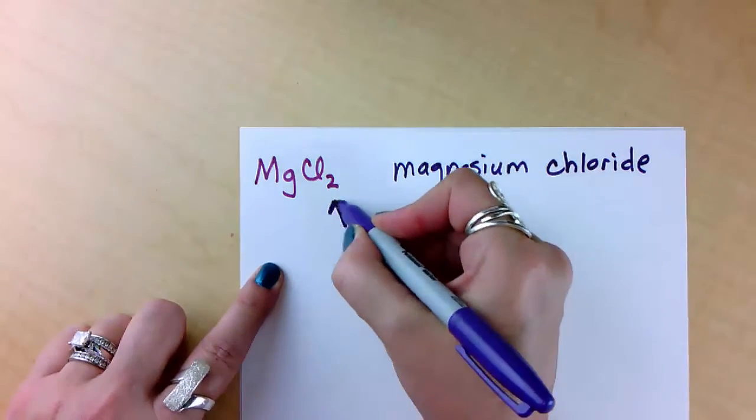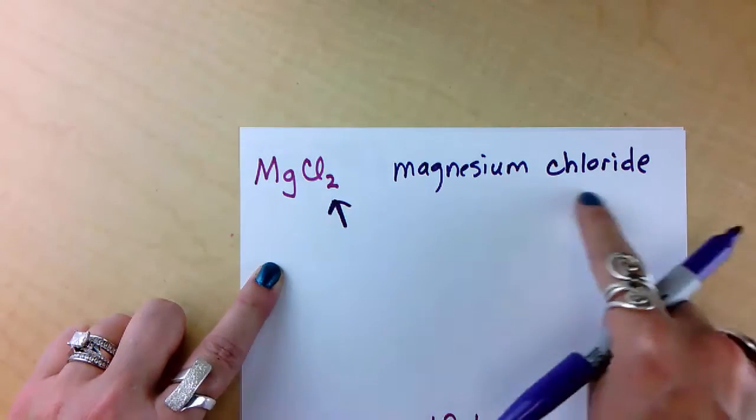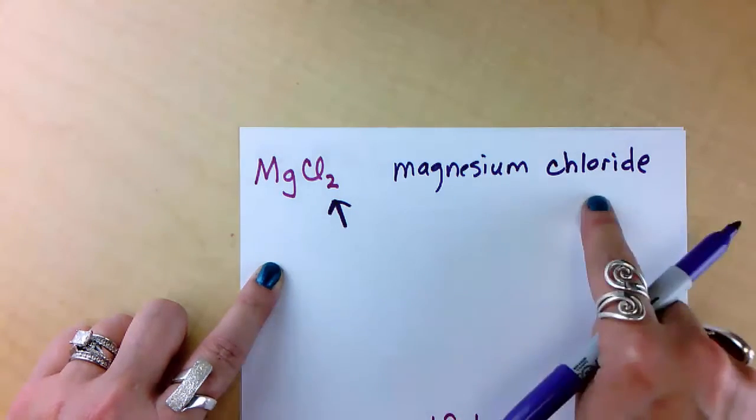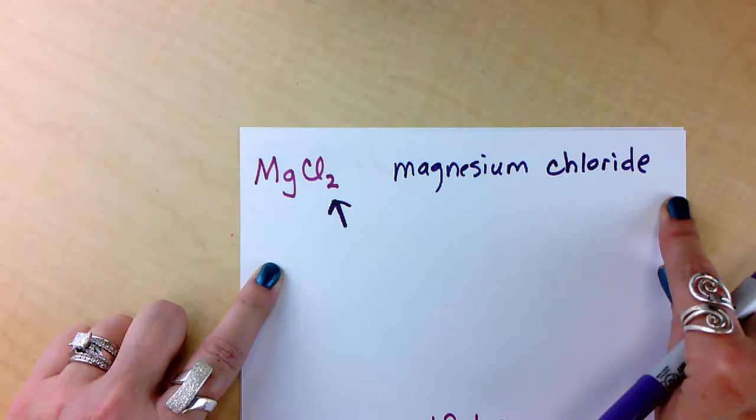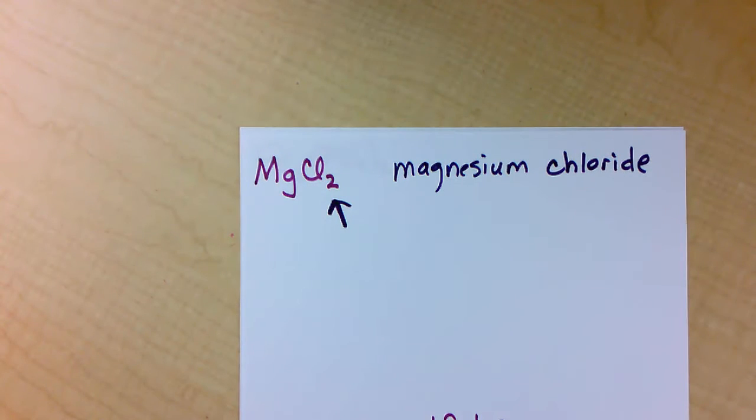Notice the 2 isn't in the name. Okay, there's nothing in the name that indicates the 2. It's just plain old magnesium chloride. That is the name for MgCl2.